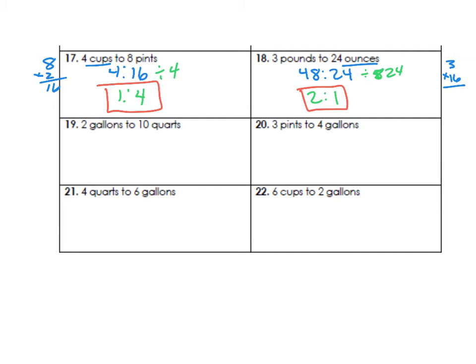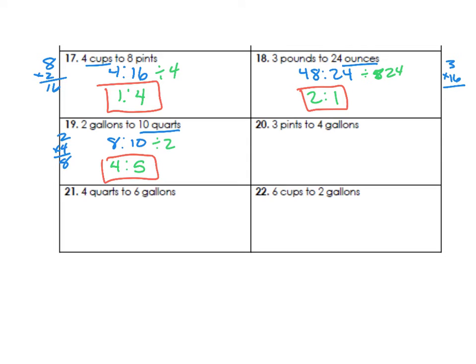2 gallons to 10 quarts. So we're going to use quarts as our smallest one. 2 gallons. And in each gallon, there's 4 quarts. So that gives me 8 quarts. So there is my correct number. Simplify it. I'm going to divide by 2. That gives me 4 to 5. And that is my correct simplest form ratio.